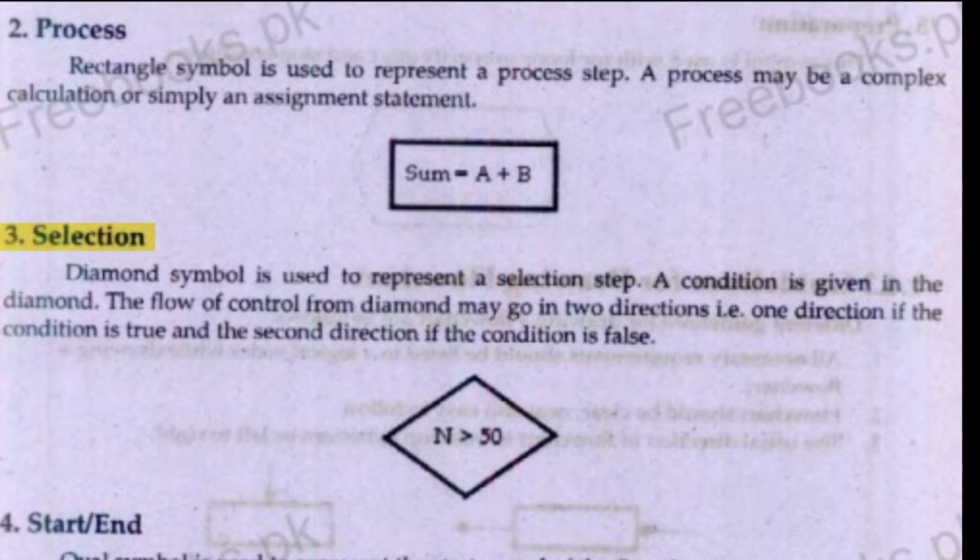3. Selection. Diamond symbol is used to represent a selection step. A condition is given in the diamond. The flow of control from diamond may go in two directions, that is, one direction if the condition is true and the second direction if the condition is false. N is greater than 50.